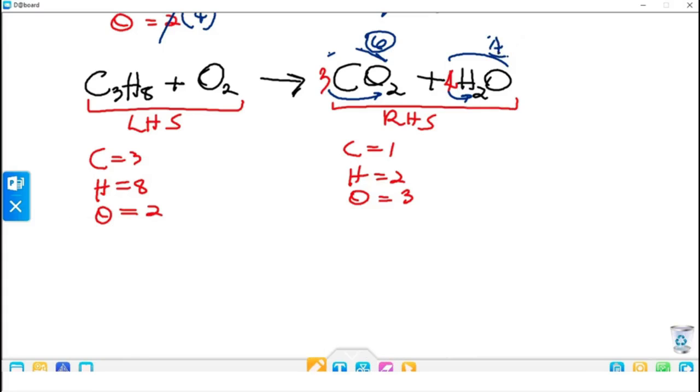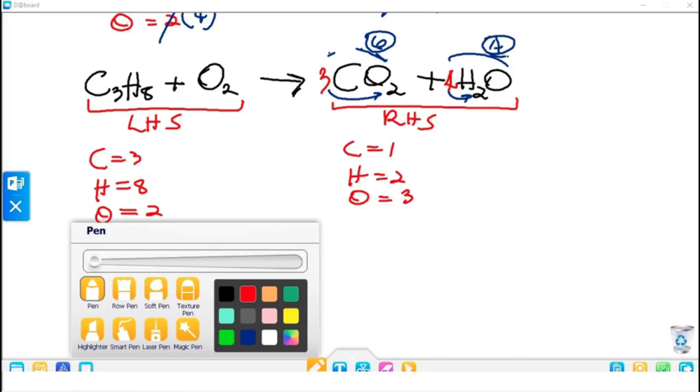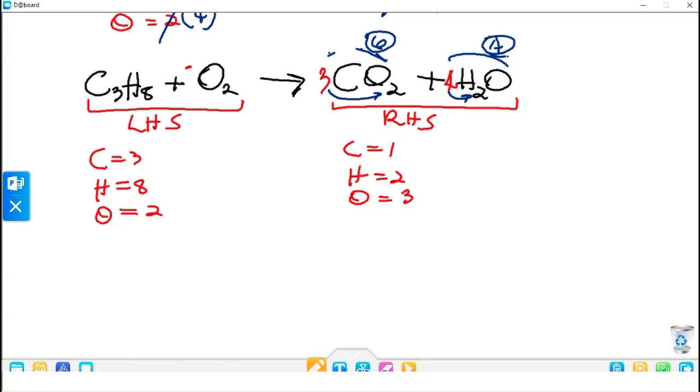We have 4 oxygens here. So oxygen is now going to be 10 in all at the right hand side: 6 plus 4. So since carbon is 3 left and right, hydrogen is 8 left and right, oxygen now is still 2 at the left but 10 at the right. How do we make oxygen balanced? To balance oxygen, we simply have to place 5 in front of O2.